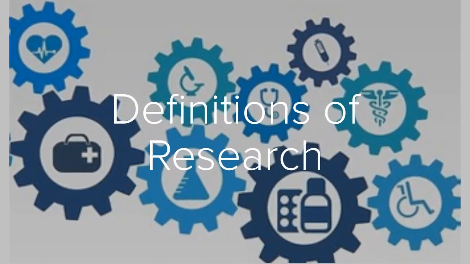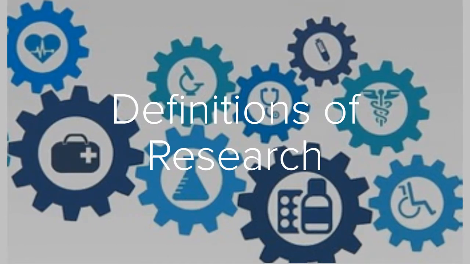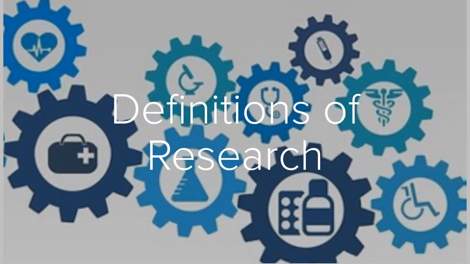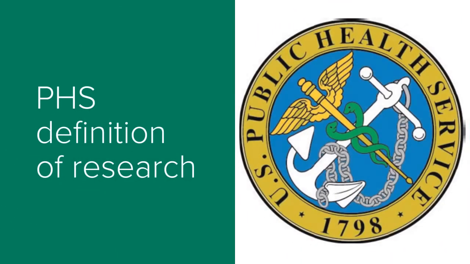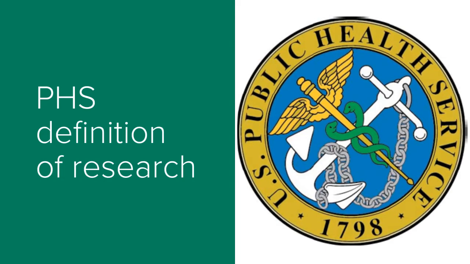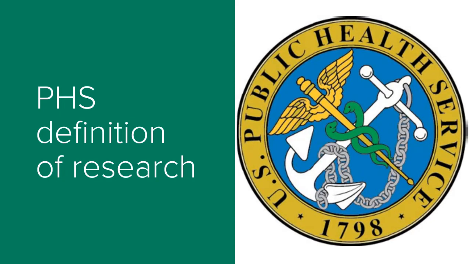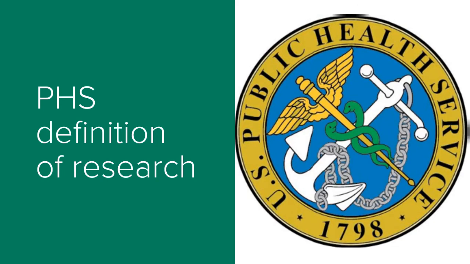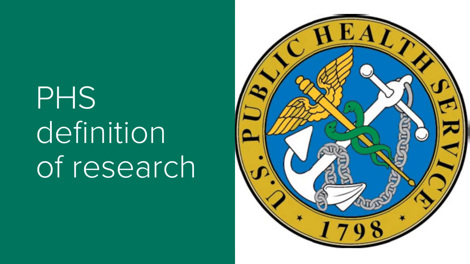Now that we understand COI, let's dig into the PHS or Public Health Service and USF definitions of research. The PHS regulations specify that research includes any activity for which research funding is available from a PHS awarding component, such as a research grant, career development award, center grant, individual fellowship award, infrastructure award, institutional training grant, program project, or research resources award.